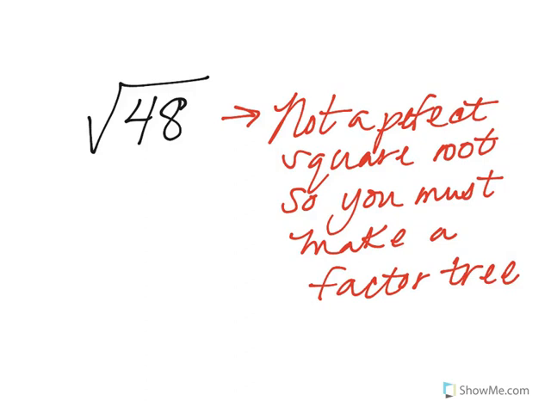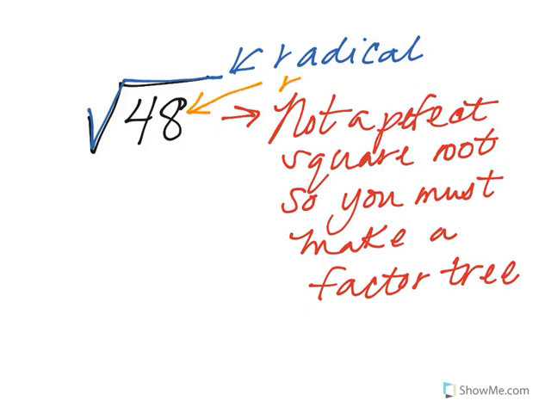Okay, something else that you should know is that this is called a radical. The square root sign is also called a radical. And whatever's inside of it, like 48, is called a radicand. Okay, because this is not a perfect square root, we're going to make a factor tree.